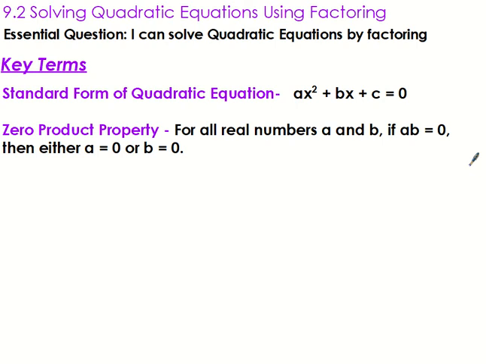So standard form of the quadratic equation, just a reminder, is ax squared plus bx plus c equals 0. And then we have this new property, zero product property. So for all real numbers a and b, if a times b gets you 0, it's either that a is 0 or that b is 0, okay? So if a and b multiplied together are 0, it means a or b is 0.